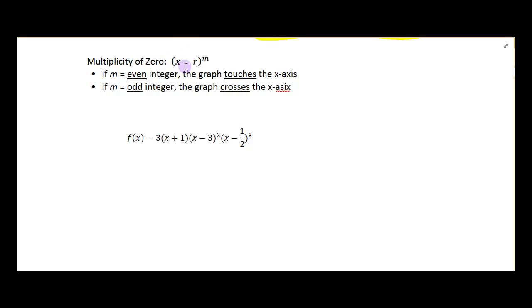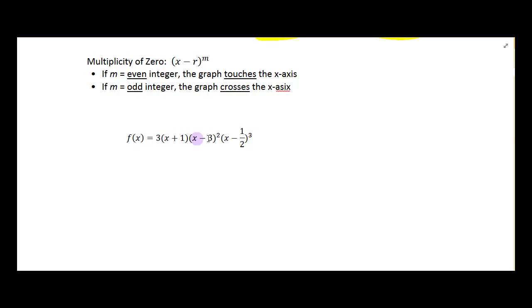So when we have my zero written in its factored form raised to some power m, if m is even, then we touch the x-axis. If m is odd, then we cross the x-axis. So even is touch, odd is cross.